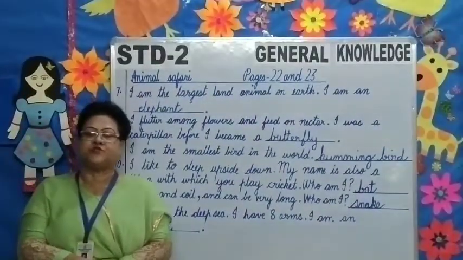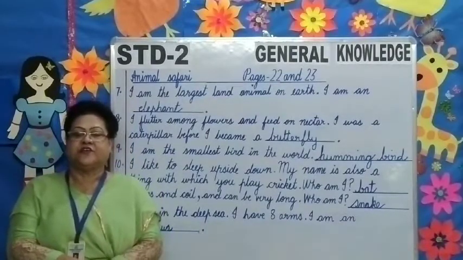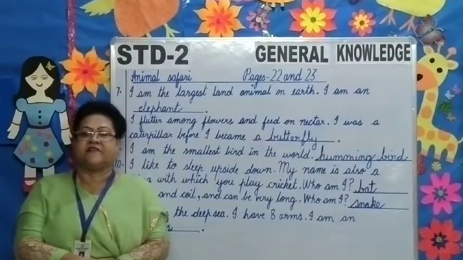Today, children, we learned two topics, Indian sports stars and animal safari. You'll need to do the exercises given in the book.